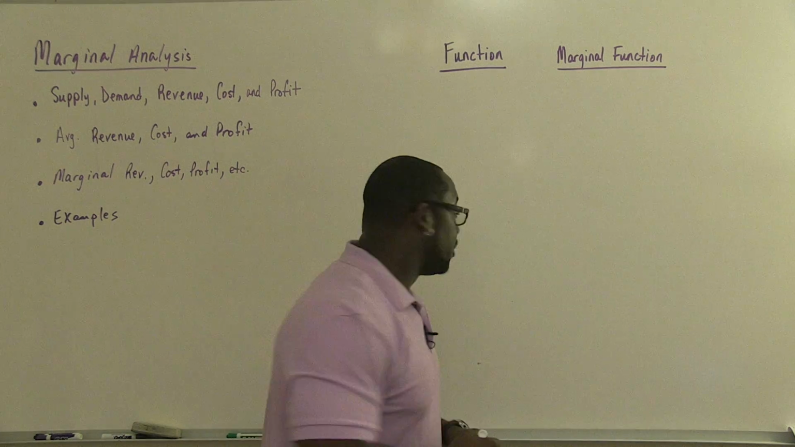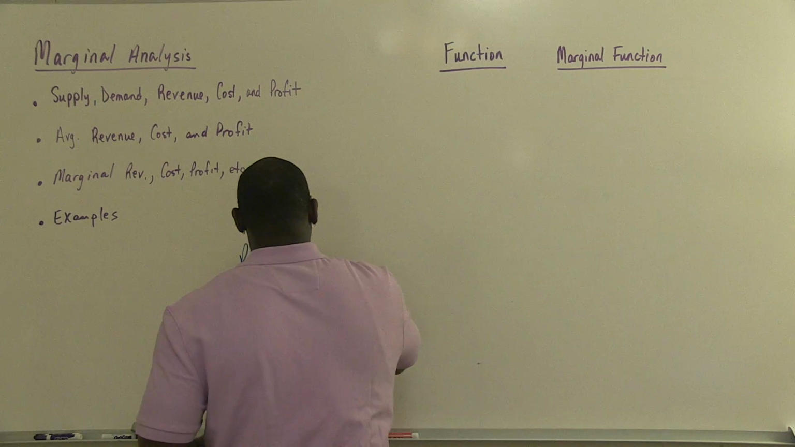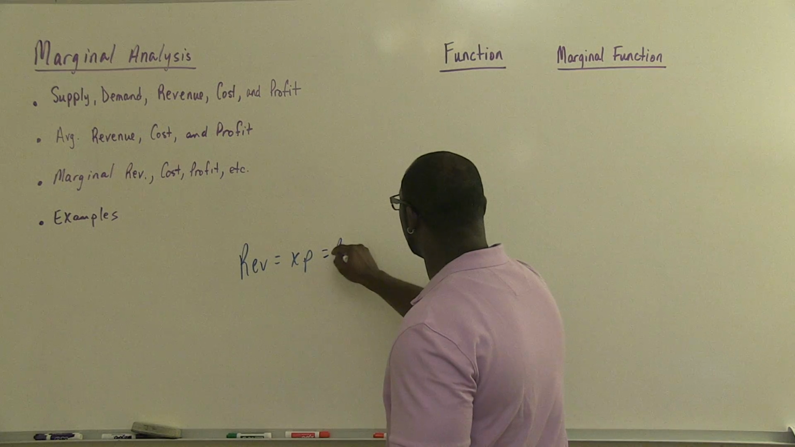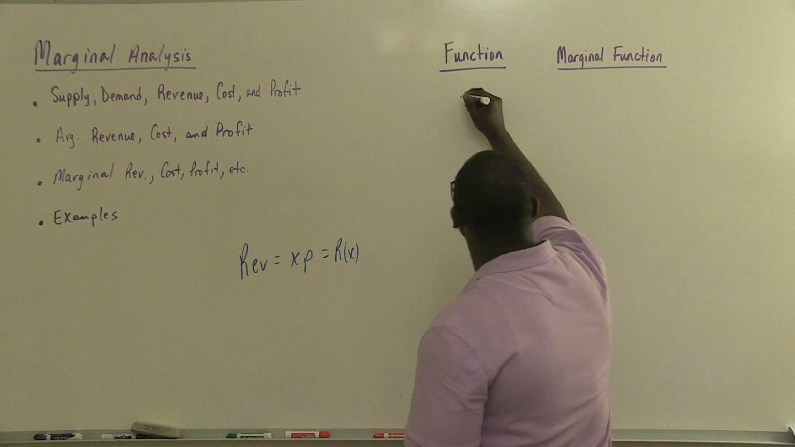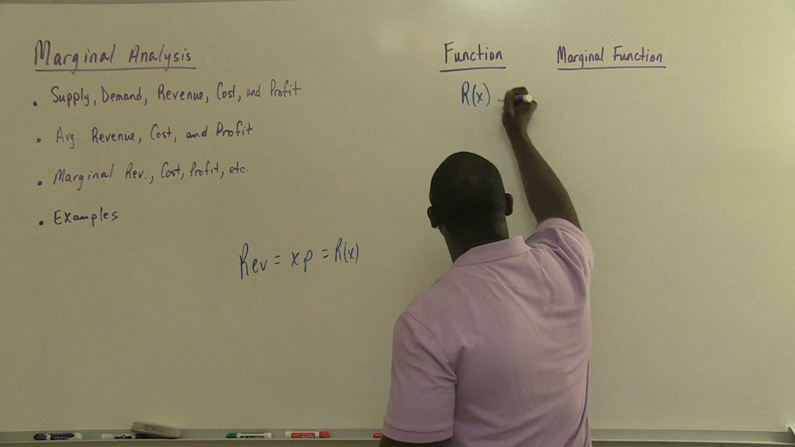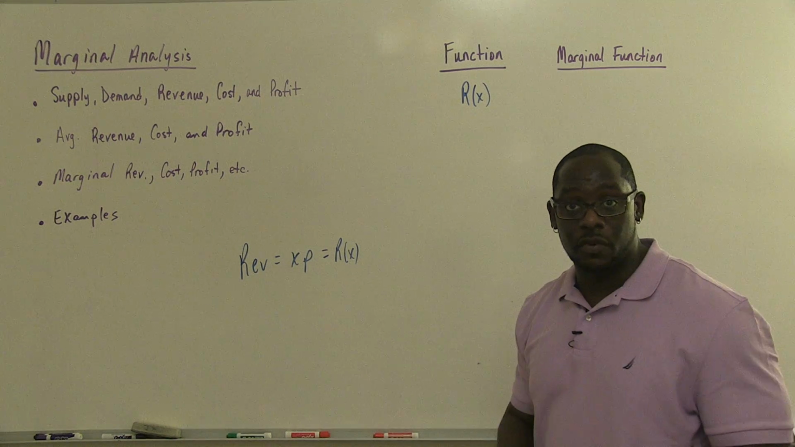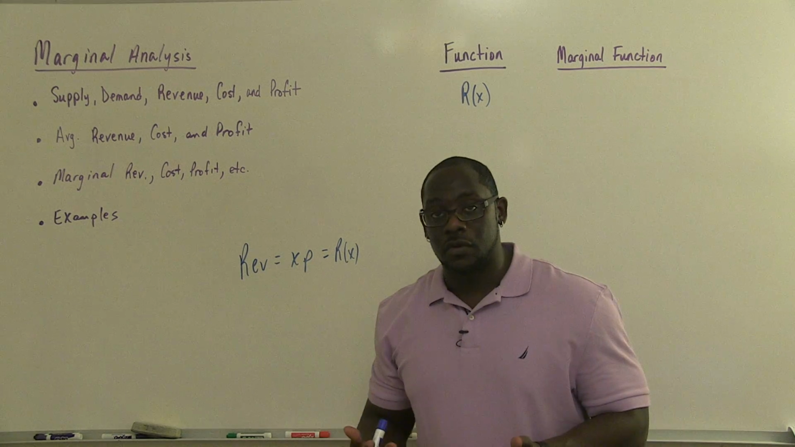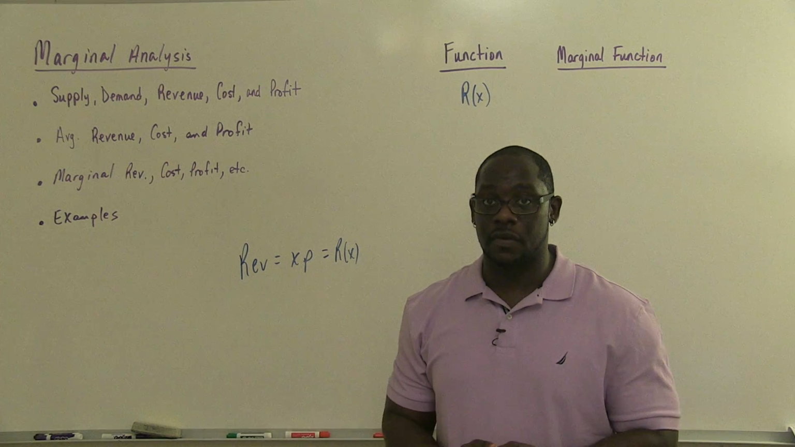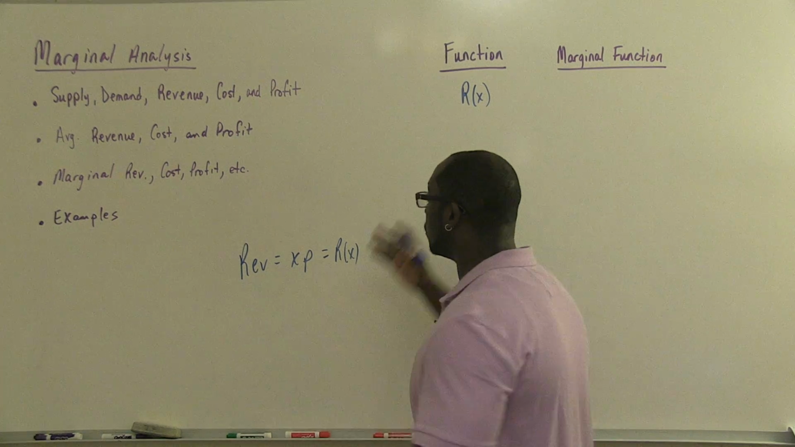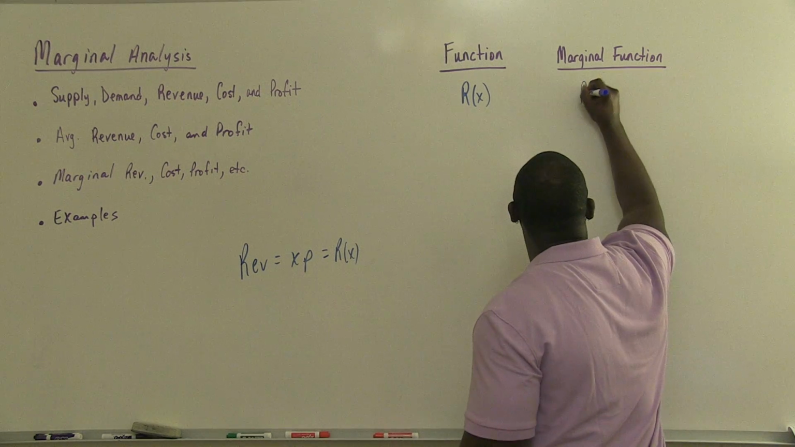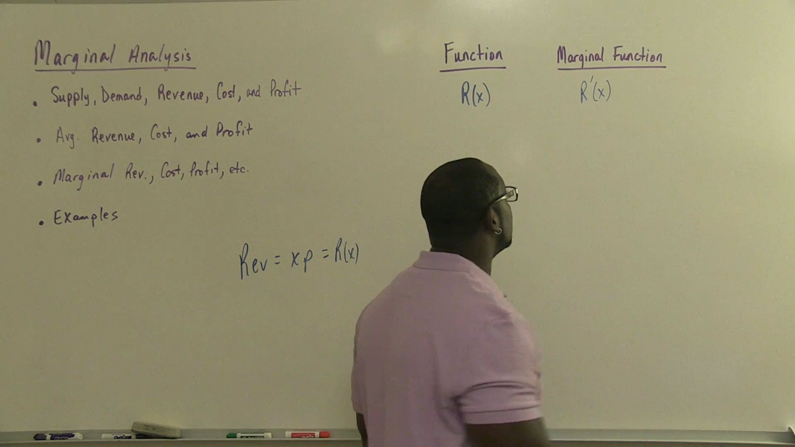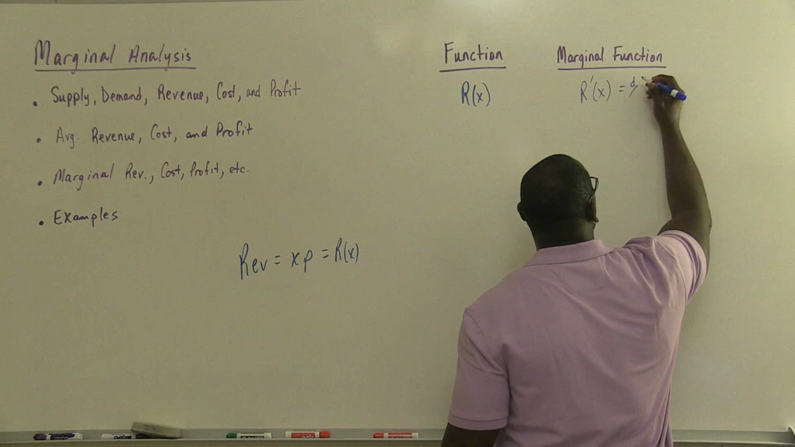All right, so we know that our revenue is just going to be quantity sold times price. And so we could name that function R of X. So if my function is going to be R of X, which is revenue, then I said earlier that the marginal revenue would just be the rate of change of revenue. And we know that to be the derivative. So if we have revenue, then R prime of X would be the marginal revenue. And of course, we could also express it this way.